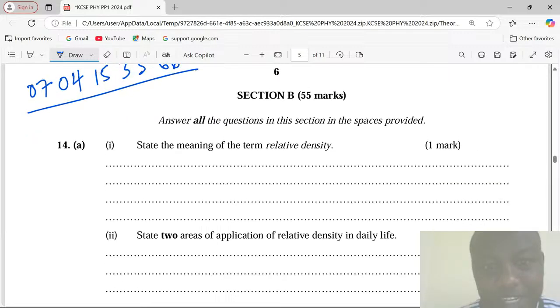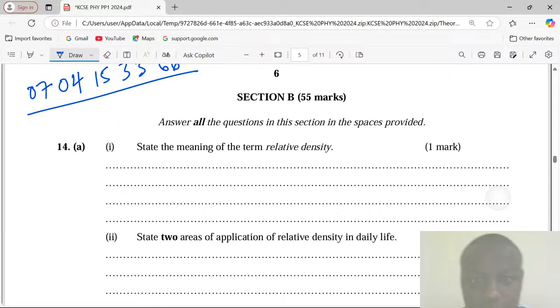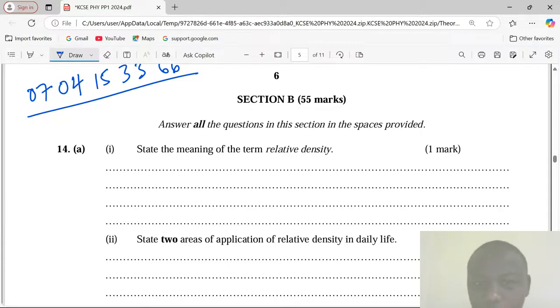Number 14 is the first question in section B, 55 marks. Answer all the questions in this section in the spaces provided. State the meaning of the term relative density.